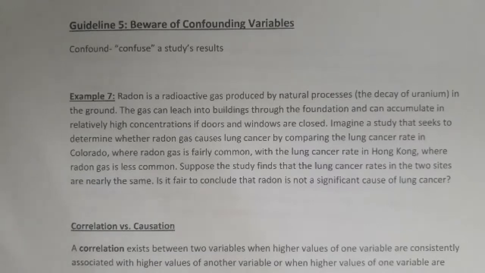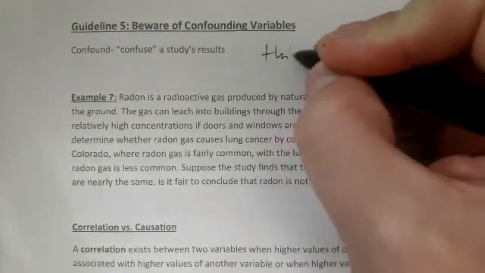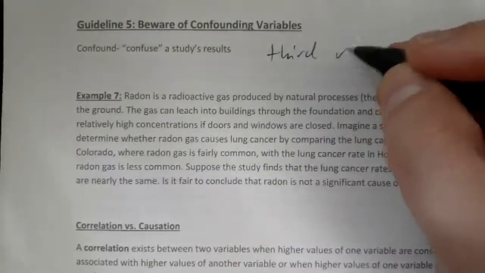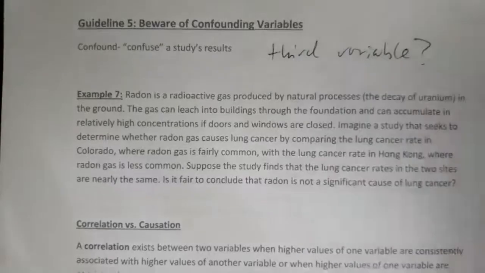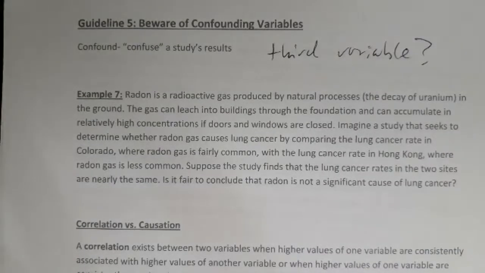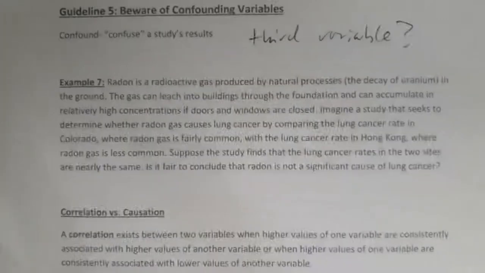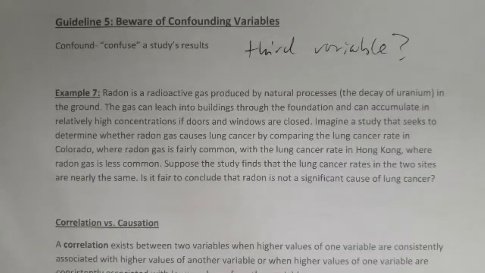Where are we at? Guideline 5, beware of confounding variables. So I think I might have mentioned this briefly before in class or one of the lessons. Confound means to confuse, right? So what this means is that there's a variable that's confusing the study. This means there's a third variable that we're not thinking about. There's something out there that we're not thinking about that's playing in or could be playing in. There could be a third, there could be a fourth, right? There's something out there that we're not looking at.